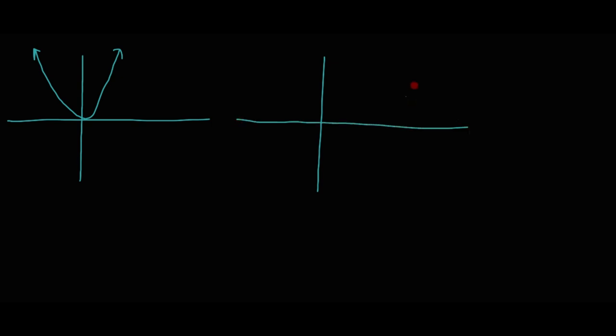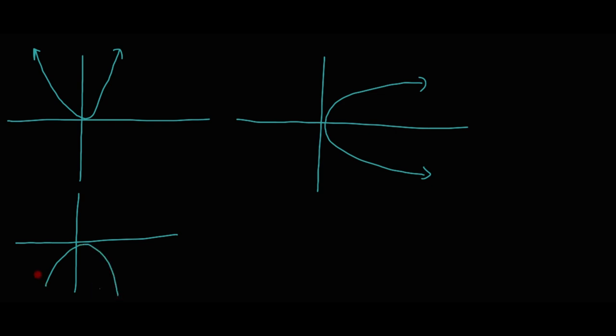In the previous video, we drew a parabola and its inverse. Generally, a parabola is concave up, and its inverse is drawn in this way. And then the parabola can also be concave down, and its inverse is concave left. So, we discussed the functions.